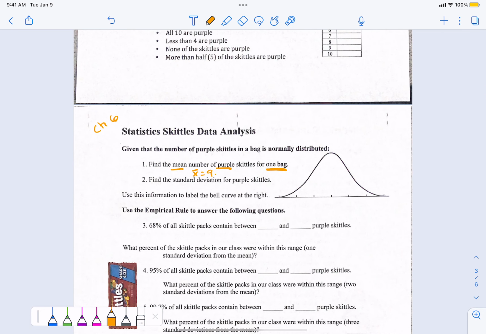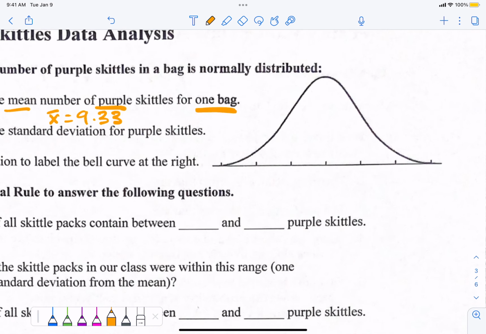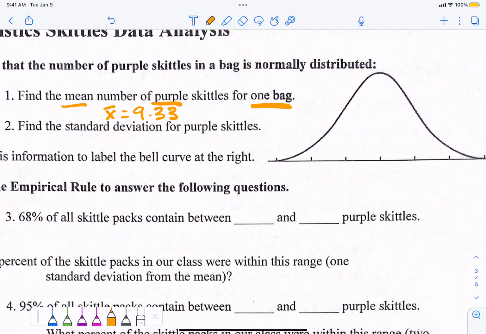I'm going to label him right here. And you see a bell curve off to the right side. He's going to go in the middle.